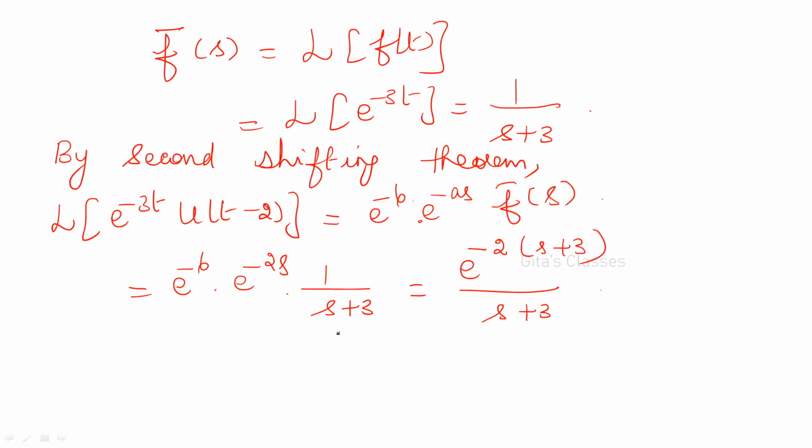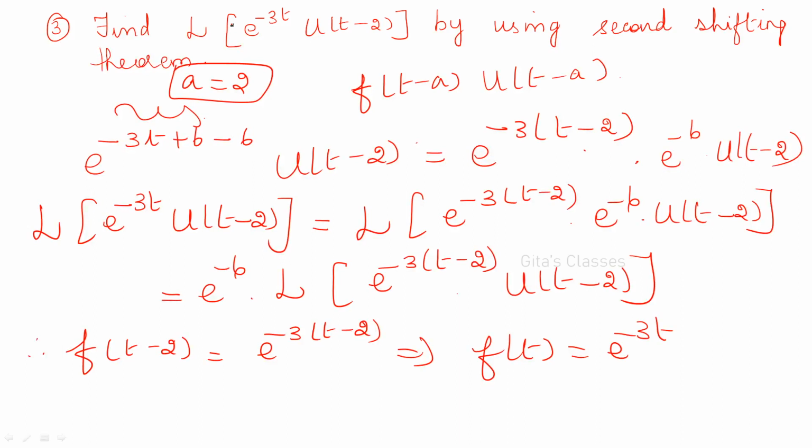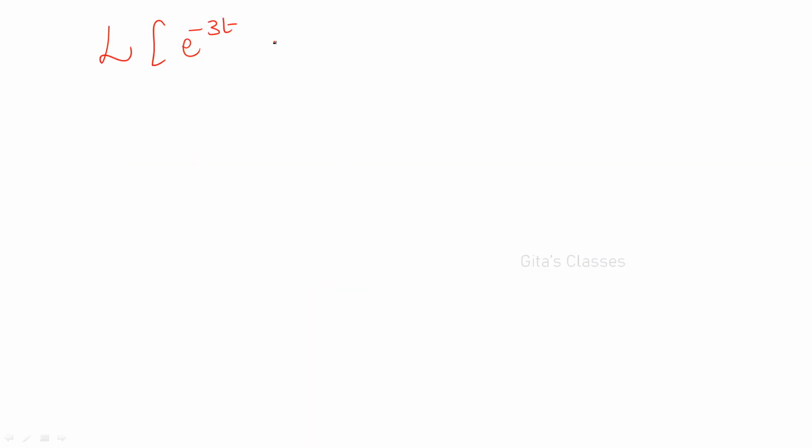But here in the question they have mentioned by using second shifting theorem. Otherwise also you can use first shifting theorem. Actually, if it is mentioned in the exam by using second shifting theorem, then you have to use this method only. You have to make the adjustments for making this e power minus 3t as function of t minus 2. Otherwise, you can use first shifting theorem also.